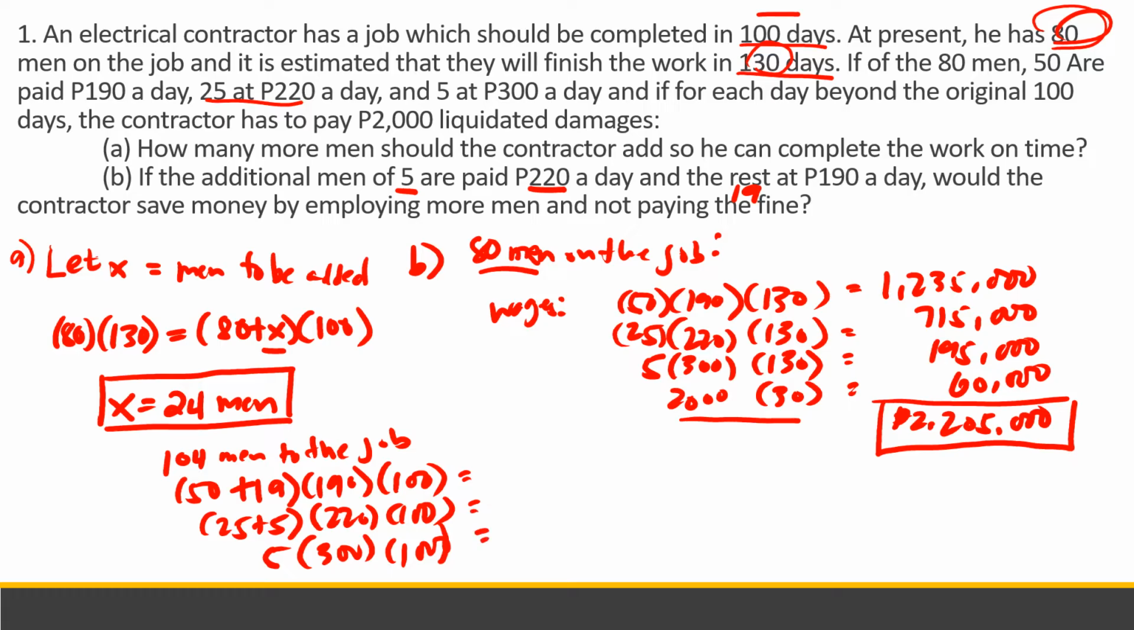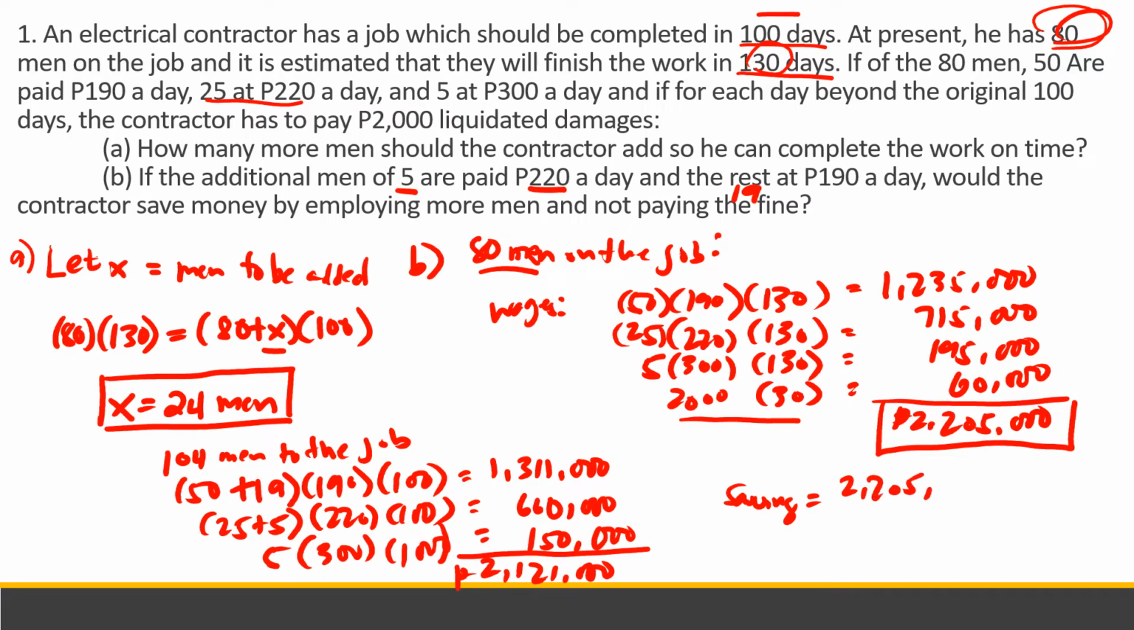Okay, so this is equals to 1,311,000, 660,000, and 150,000. So the total is 2,121,000 pesos. So saving would be 2,205,000 minus that. So it is clear that hiring 24 men would be the right choice.